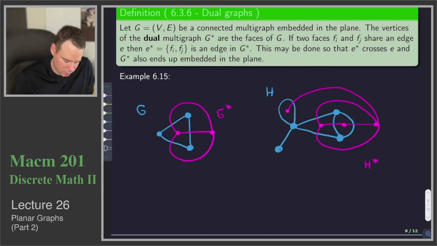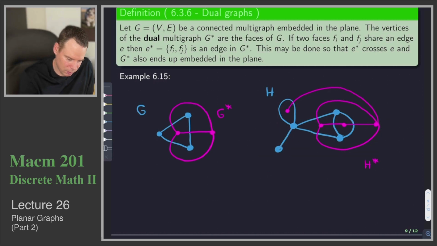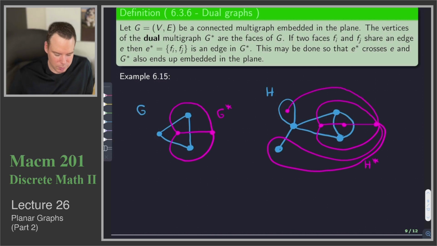And what about this edge here? Well, it separates the face on this side and the face on this side, which are actually the same face. And that's the face I attached to that vertex. So that means I have to have an edge that comes around like this to make a loop. And so there is our dual graph H star.